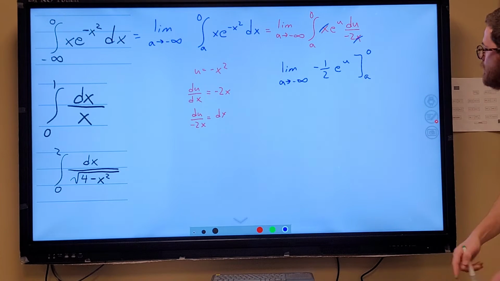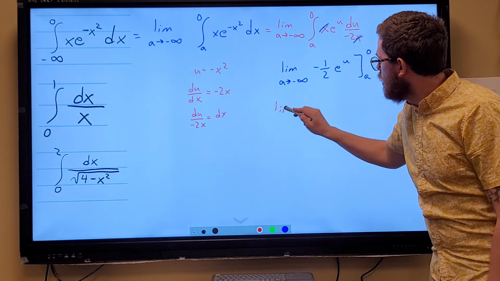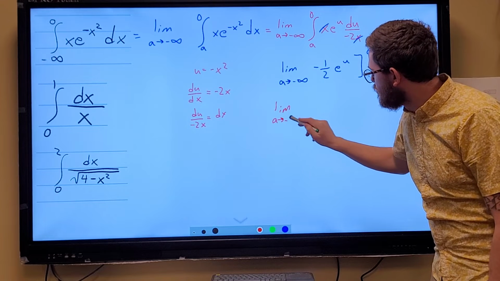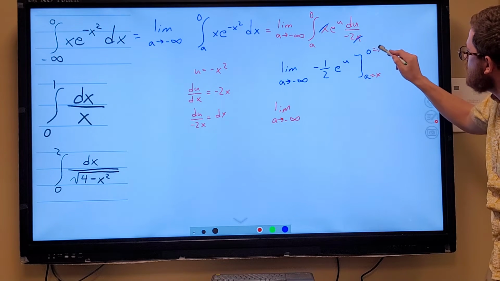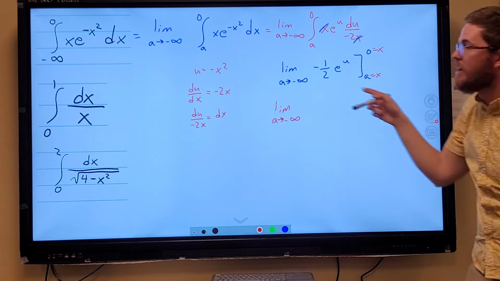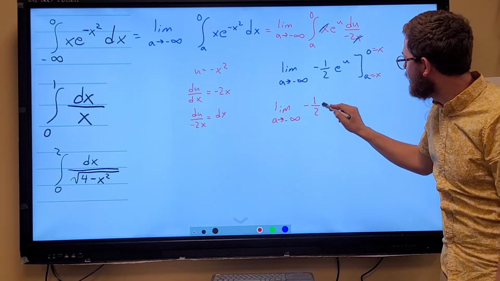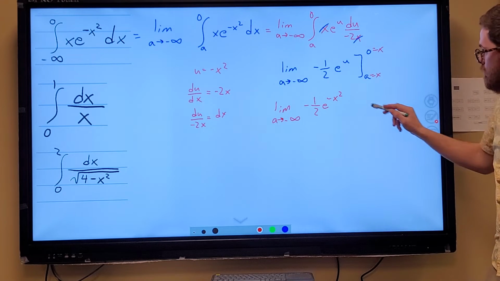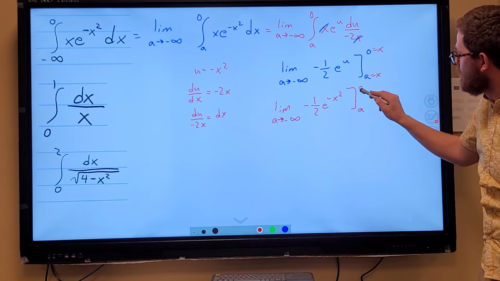And yeah. So I'm going to now switch this back over to being in terms of x, because these are x values right here. That 0 is an x value, that a is an x value. So I've got negative 1/2 e to the negative x squared, and I'm going from a to 0.